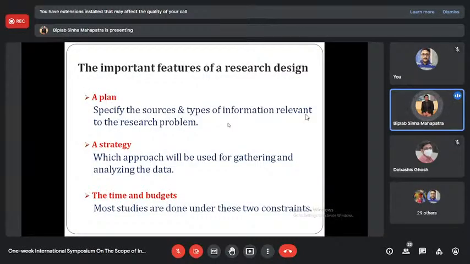The information which you have already gathered, you have to analyze. So the main thing actually is to analyze the data. And last one, if the time permits, if the budget permits, then you can do it. These are the limitations you have, so you have to keep in mind when you are designing your research how much time you have and how much budget you have.